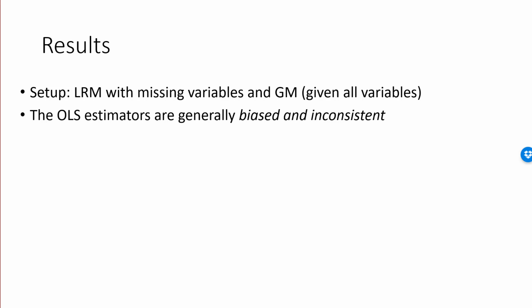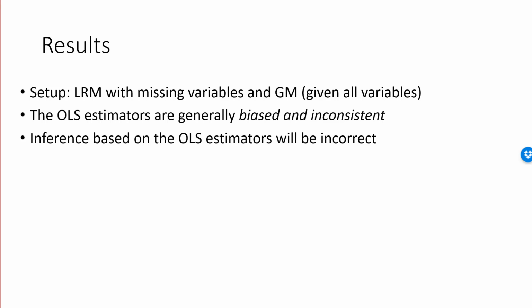Since you have inconsistent and biased estimators, all types of inference based on the OLS estimators will be incorrect. The confidence intervals will be incorrect. If you test a hypothesis and you set alpha to 5%, it's not going to be 5%.